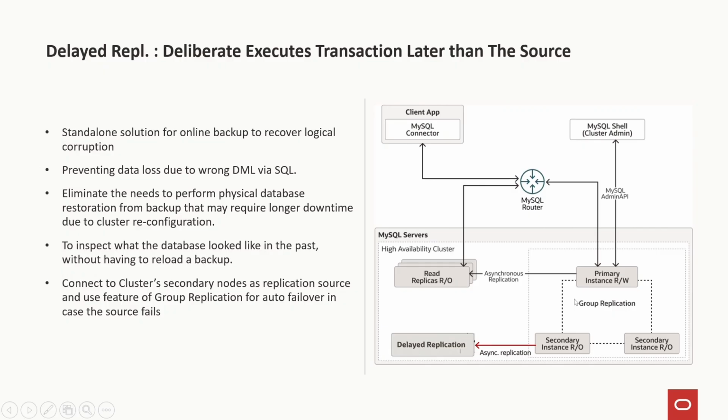We also have a delayed replication. Delayed replication will deliberately execute transactions later than the source. Okay, we can delay, but it doesn't mean that it doesn't have data. Yes, the data is there, the binlog is there, but the commit point will be delayed. How long it will delay is up to you. You can delay 1 hour, 2 hours, 3 hours, whatever it is.